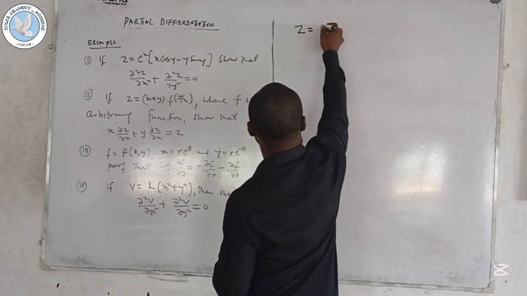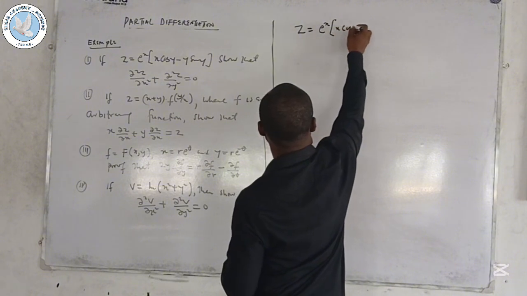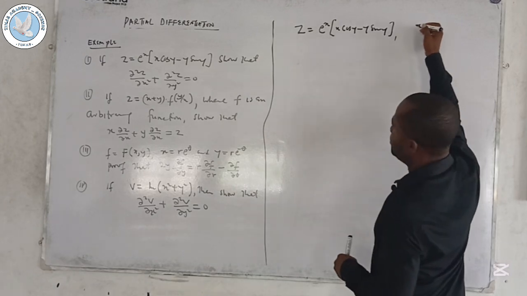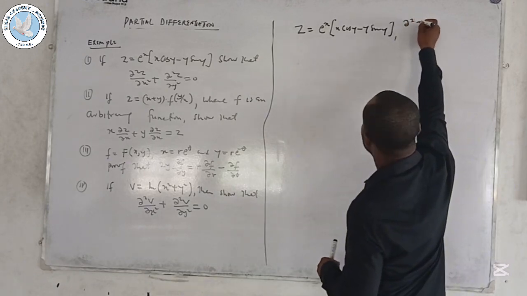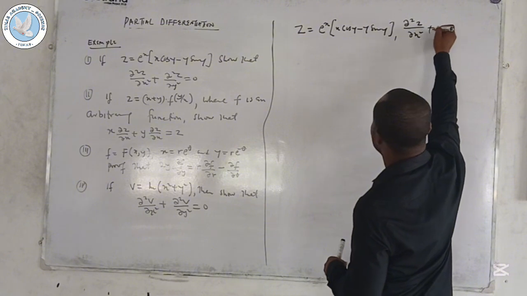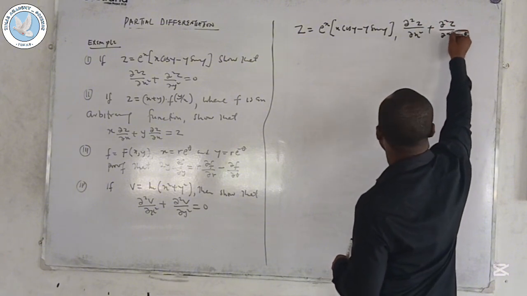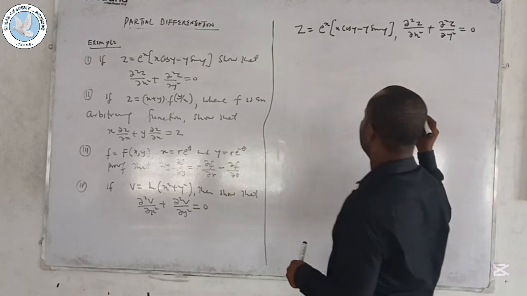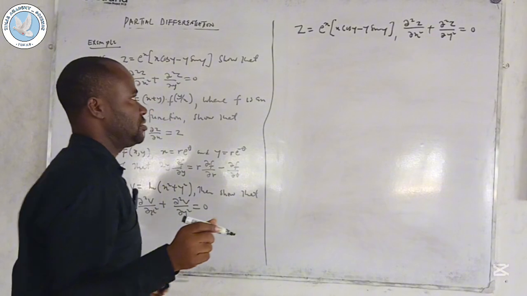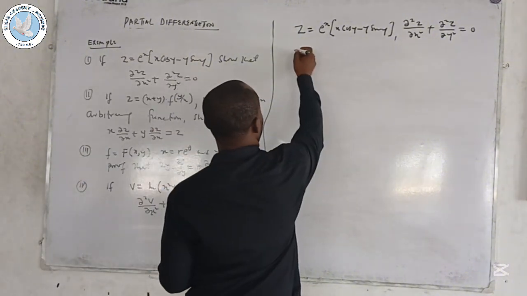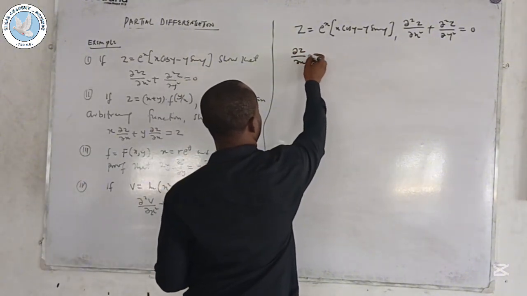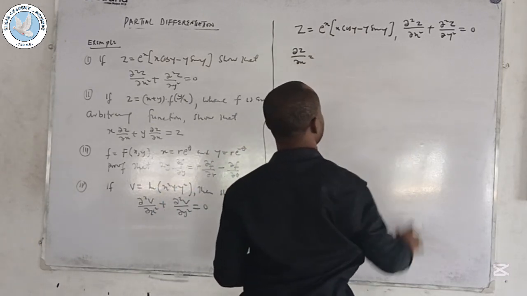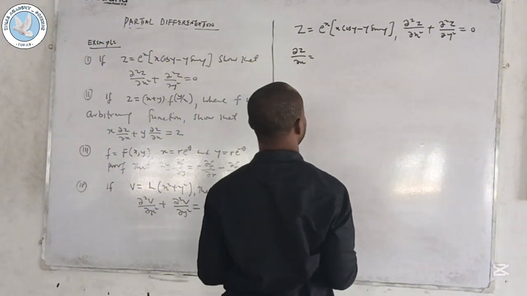if z is given as this, cos sine this, that we should show that this is equal to 0. So at this point, we are going to employ the concept of partial differentiation, and we are looking at dz dx first. So at this point, we are trying to handle this using the product rule method.